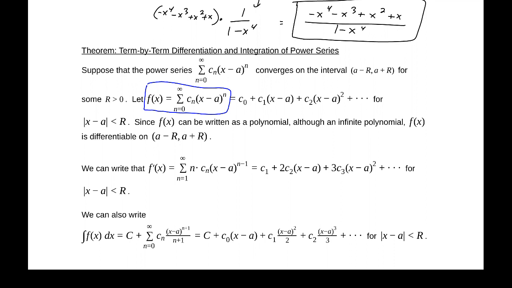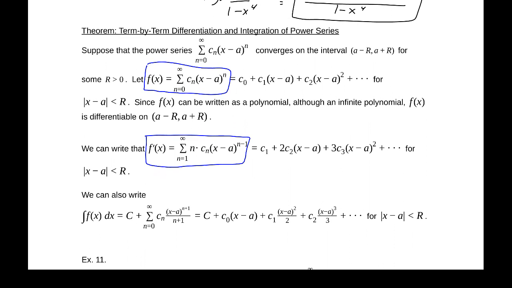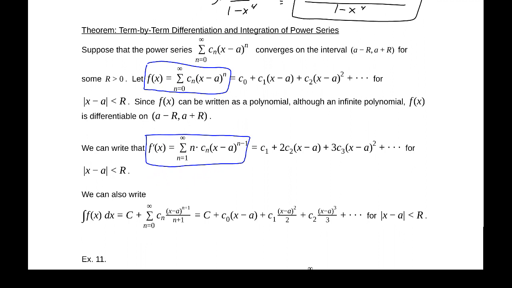So here it is, you might see the power rule floating around in there. But the term by term, how it's written out with the constants, this is important to note because the derivative here is just c1. The derivative here is 2c2. The next one will be 3c3, etc.